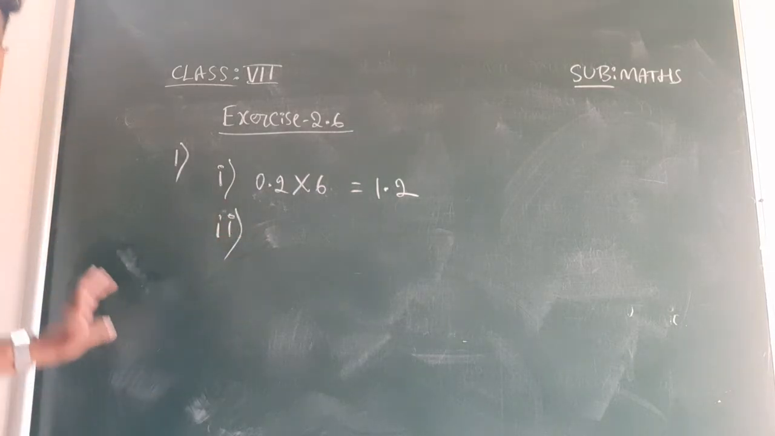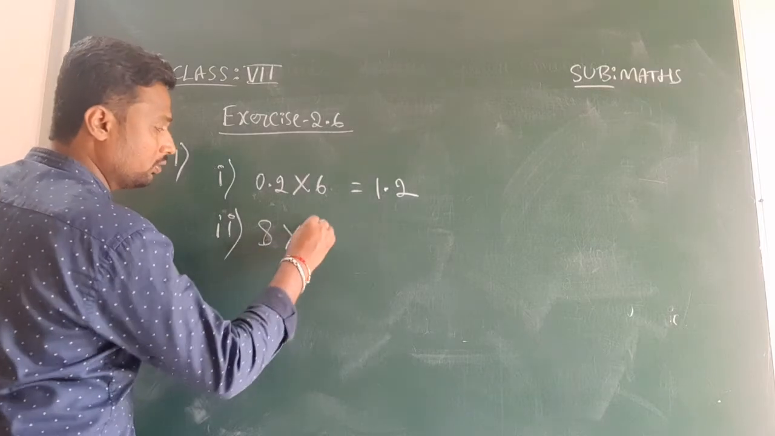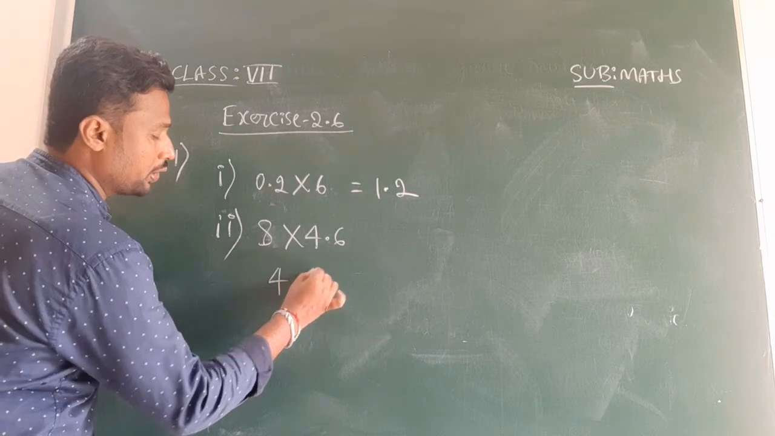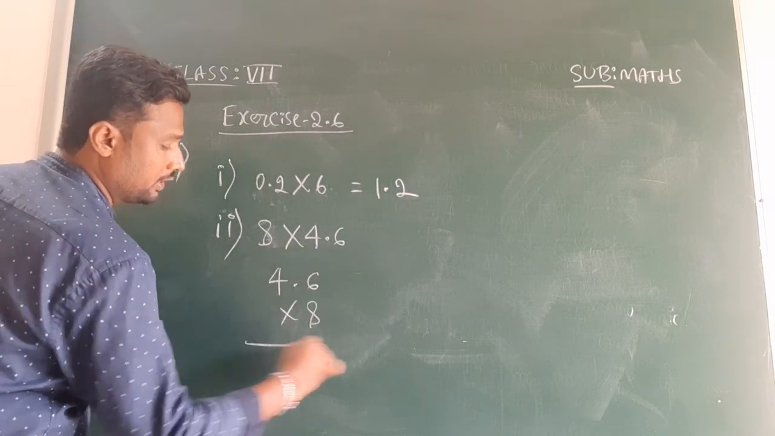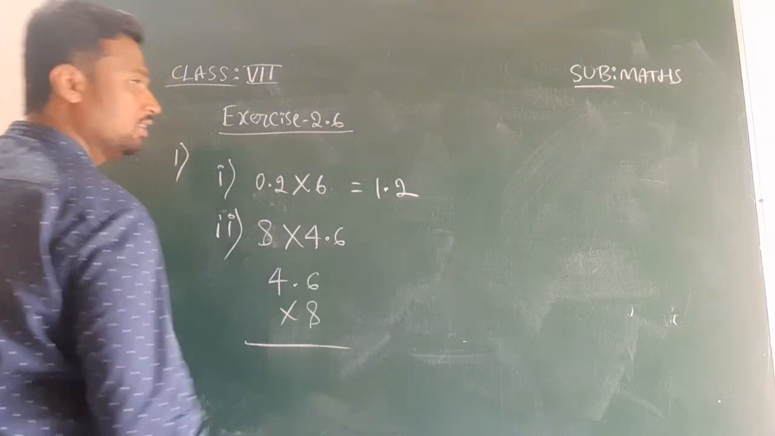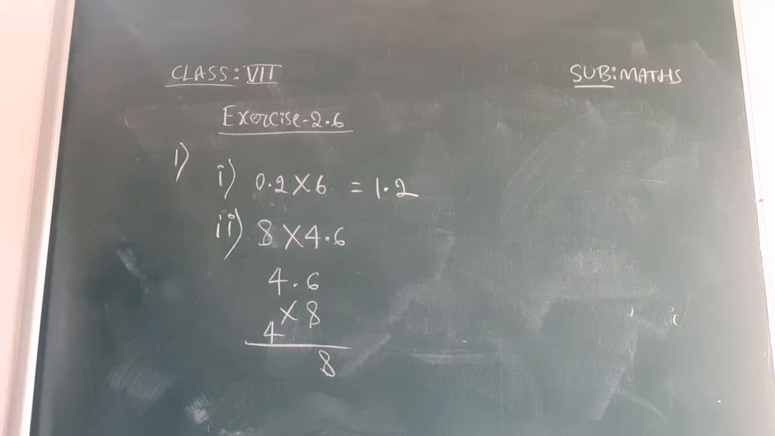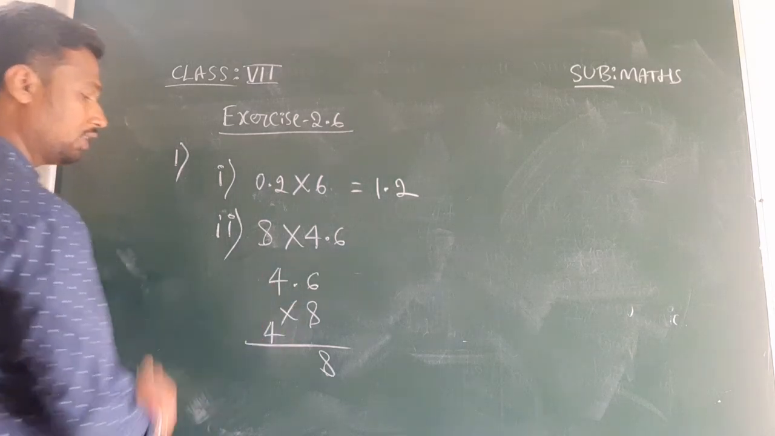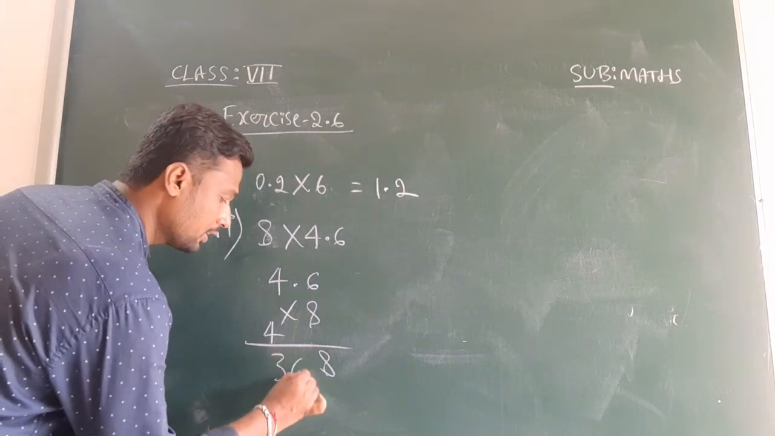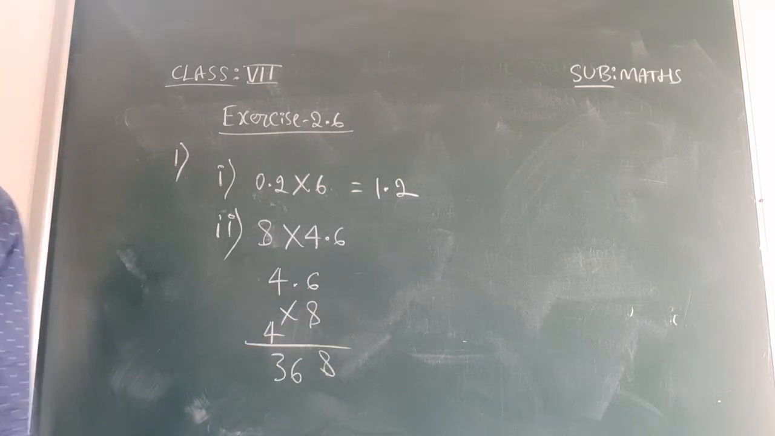Okay, one more problem I will solve now from the first main question only. This second one, here they have given 8 into 4.6. How can you multiply? I will write 4.6 here into 8. Now if you multiply 8 6s, what will you get? 48. Next, 8 4s are 32. 32 plus 4 is 36. So without considering the decimal point we got the answer as 368.